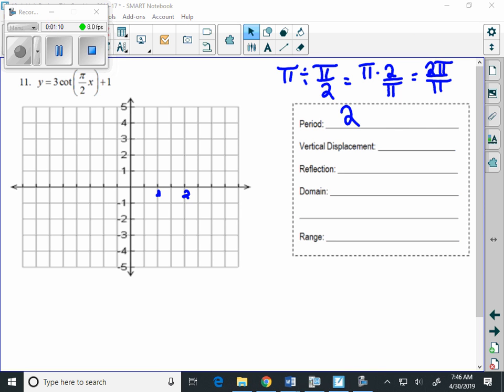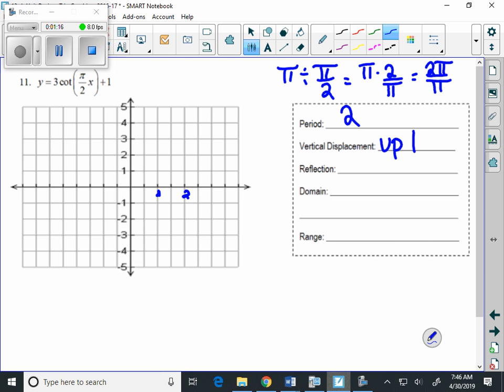Vertical displacement, well, we have a plus 1, which means that we're going to be up 1. Reflection, we do not have any reflection. When we get to our domain, once again, we can get it set up for all real numbers such that x doesn't equal something n, where n is, and then we need to fill it in.